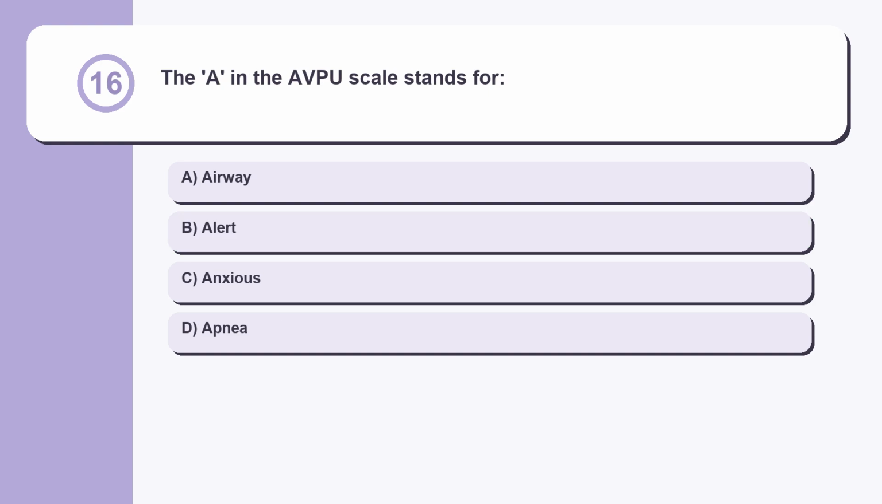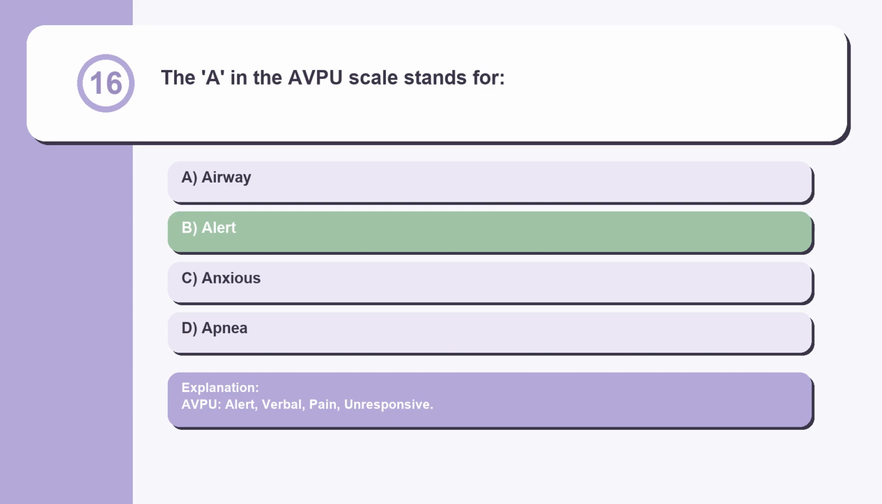Question 16. The I in the AVPU scale stands for: airway, alert, anxious, apnea. AVPU: alert, verbal, pain, unresponsive.